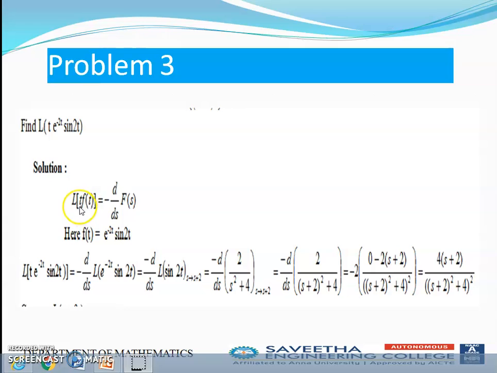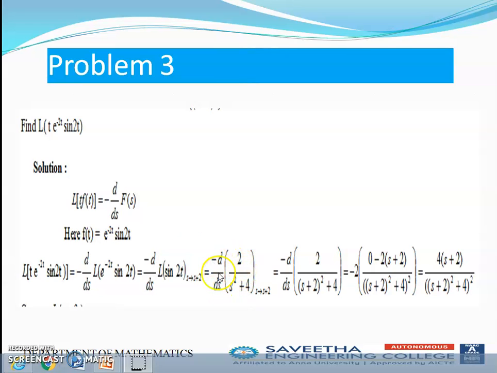So first we can write L of t into f of t is minus d by ds of F of s. So first we find the F of s value. Here f of t is equal to e power minus 2t sine 2t. First we write the formula for sine 2t. Sine 2t is nothing but a divided by s square plus a square. Here a is 2, so s square plus 4. Next, this e power minus 2t can be written as s goes to s plus 2. Here minus is given, so we take plus.